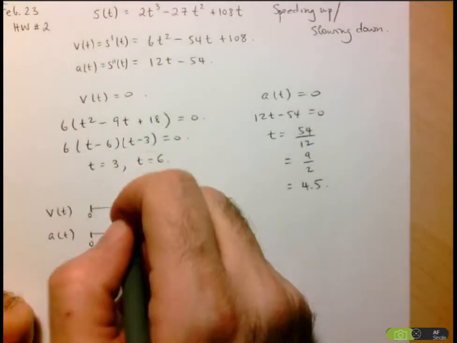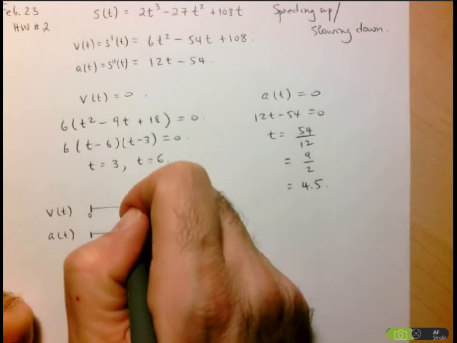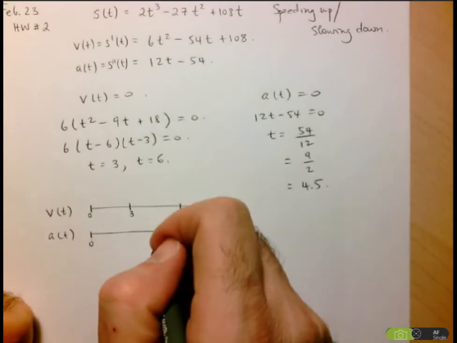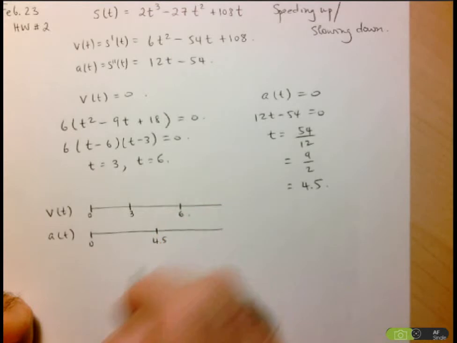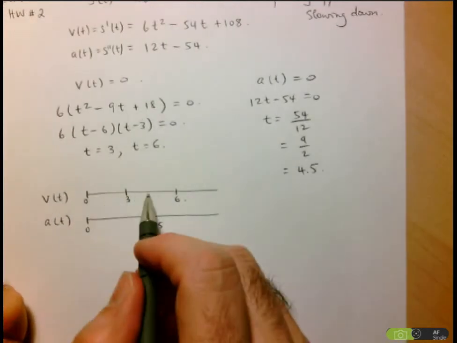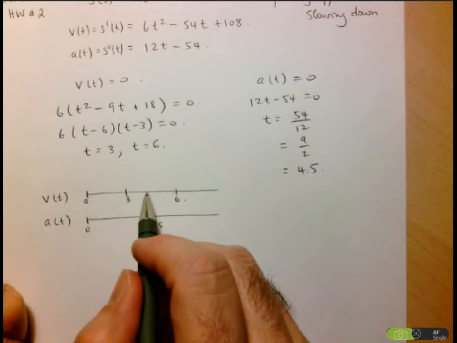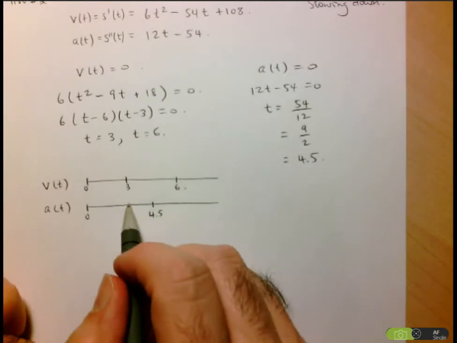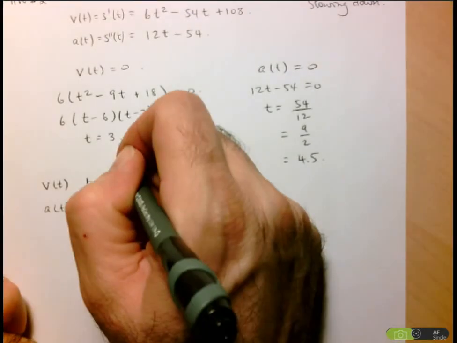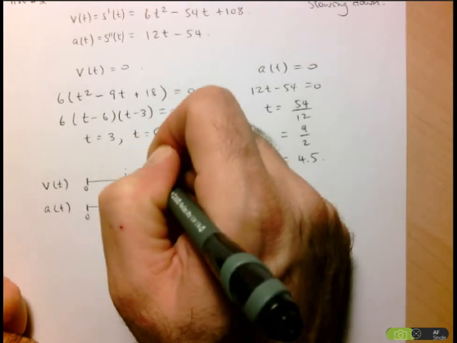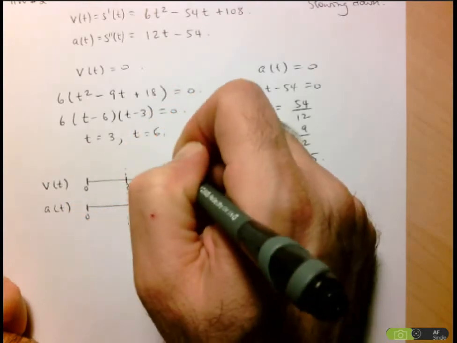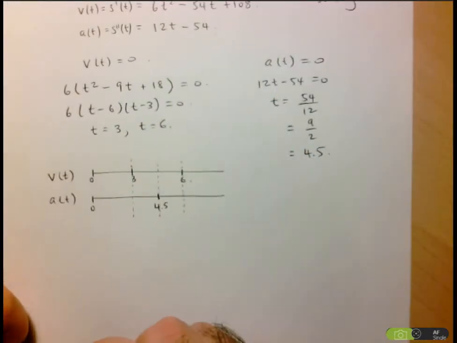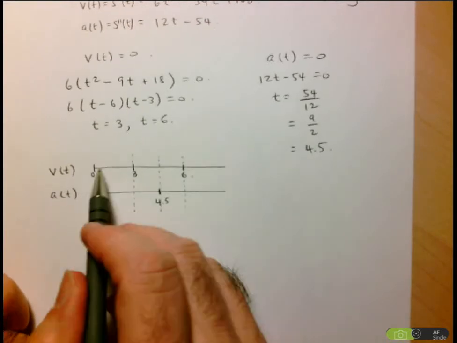So I've got the velocity, which is 0 at 3 and at 6, and then I've got the acceleration, which is 0 at 4.5. These are the places where the sign might change. I'm going to draw these dotted lines so that I can look at all possible scenarios where I have to consider the sign of each.